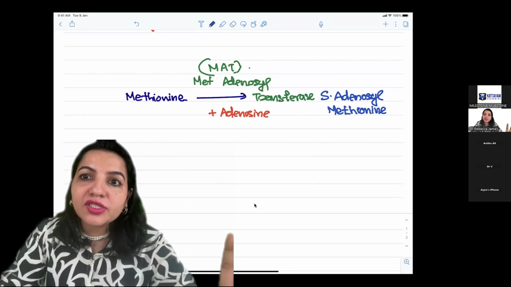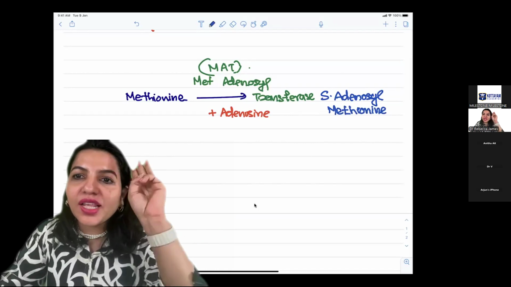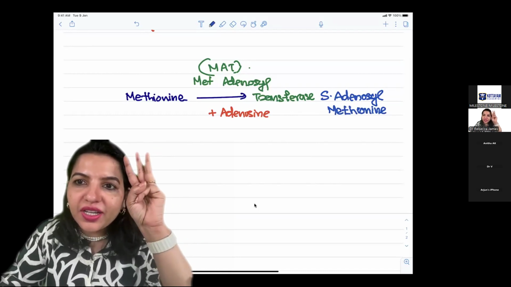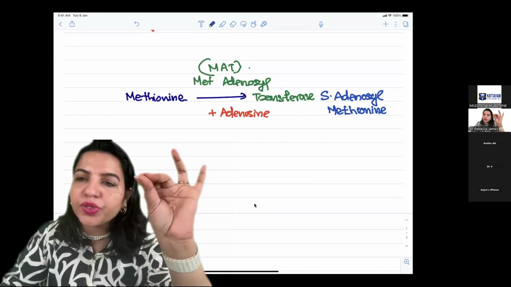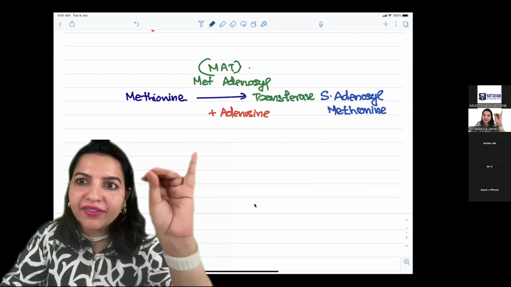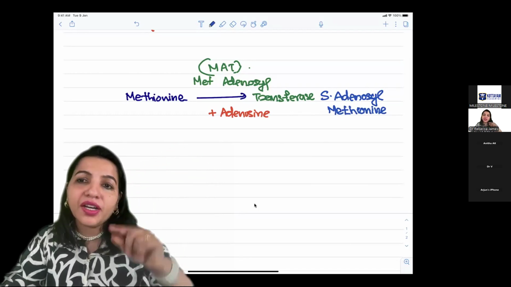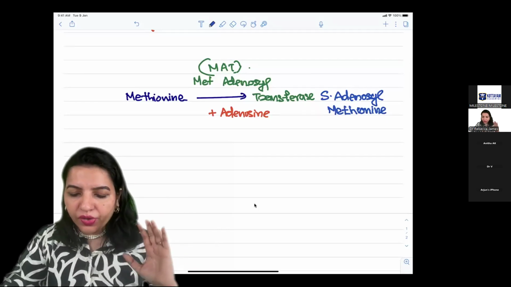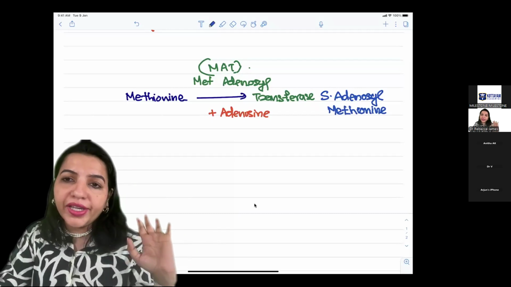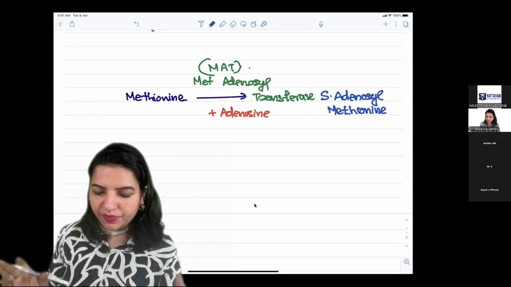So SAM is not two, SAM is having three components. The methionine, the homocysteine is there, the methyl group is there, and the villain is there, which is correctly targeted to the S, which joins the methionine with the methyl group. Because adenosine has only one aim, to break their relationship.